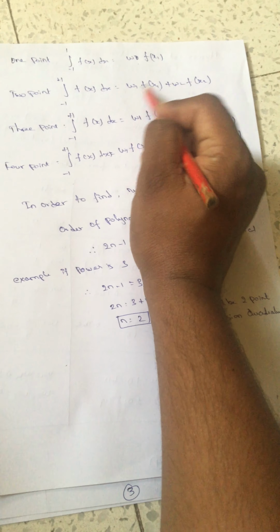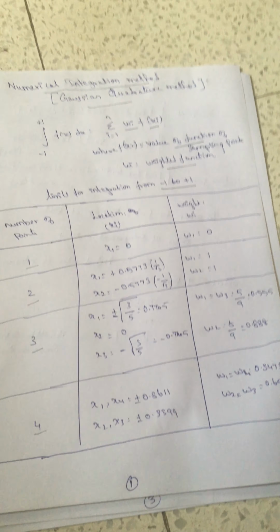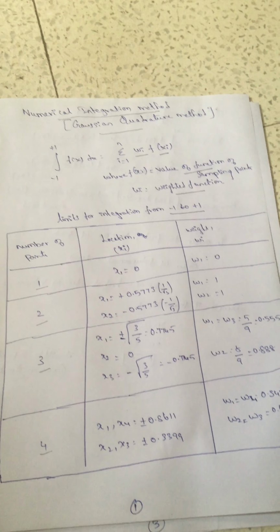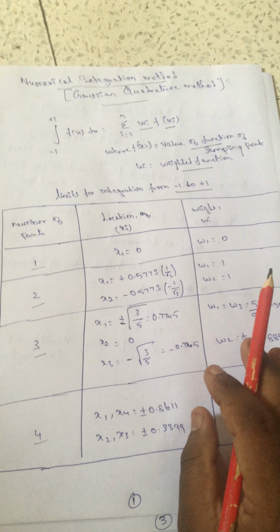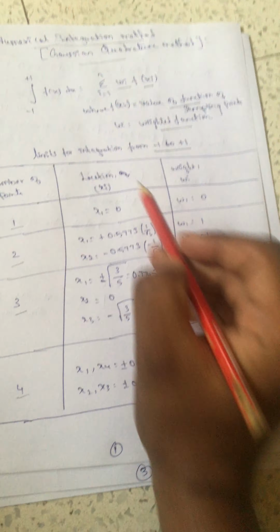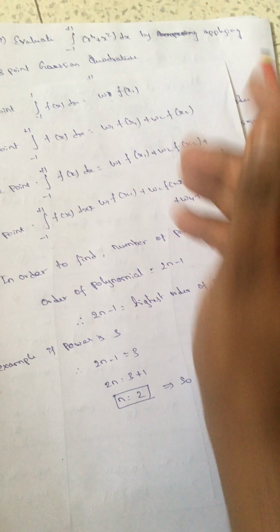So for these w1, w2, w3, w4, what you have to do is choose the values according to the number of points. That is, if the question is given in terms of 1-point Gaussian quadrature, then you have to take x1 equal to 0 as well as w1 equal to 0 for this equation.